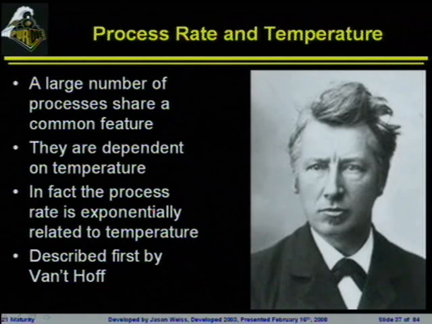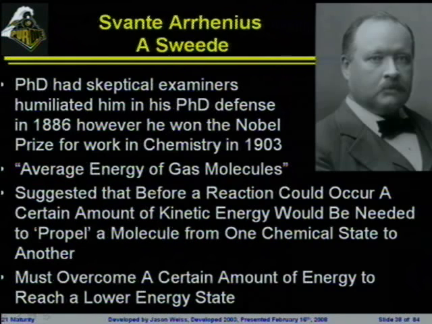Unfortunately, Van Hoff wasn't really good at making practical use of this. The guy who was really good at making practical use of this was a guy named Arrhenius. Arrhenius basically had projected that he could do some of these different ideas. He was mainly worried about gas molecules. But he basically said that before a reaction could occur, there had to be a certain amount of kinetic energy available to propel from one chemical state to another. And while the language has changed and we have a little bit better idea of what he was trying to say, the basic idea here is that you have to have a certain amount of energy that has to be overcome to change to another energy state.